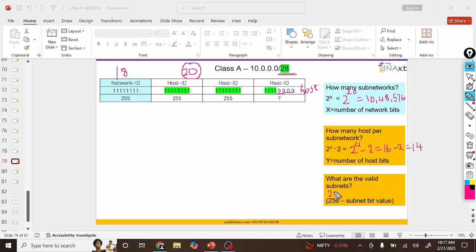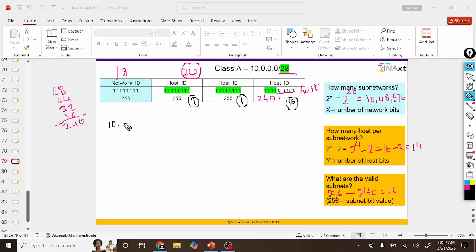What will be the increment? That is 256 minus subnet bit value. Let's calculate subnet bit value. It is 128 plus 64 plus 32 plus 16. That is 240. So 256 minus 240, that means there will be an increment of 16. Increment of 16 where? In the fourth octet. Then there will be an increment of 1 in the third octet, and then there will be an increment of 1 in the second octet.